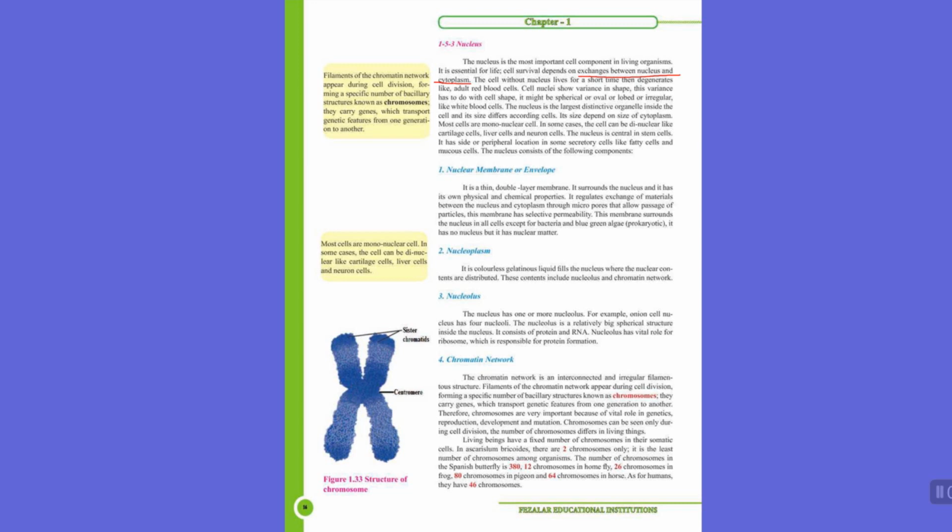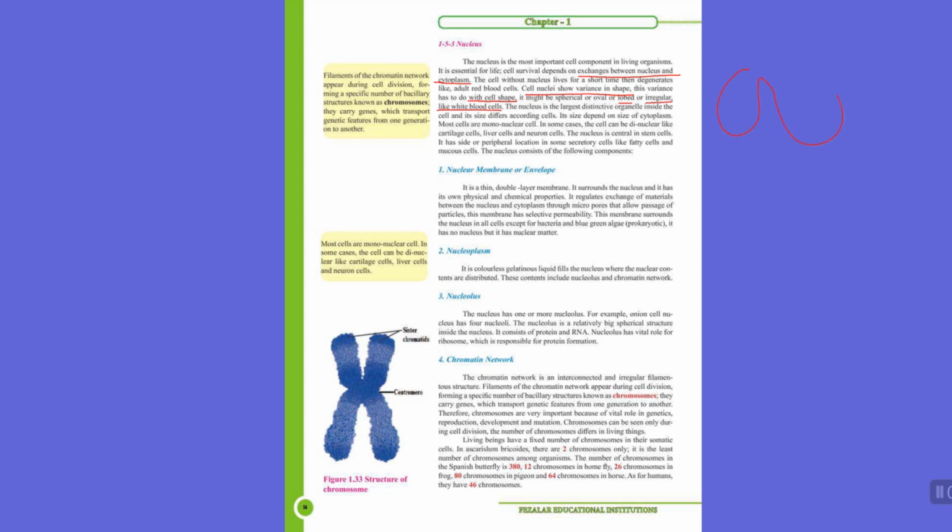A cell without a nucleus lives for a short time, then degenerates, like adult red blood cells. When we compare red blood cells to white blood cells, red blood cells have a shorter lifetime because they lose their nucleus when they become mature. Cell nuclei can be different in shape. This difference depends on cell shape, and we remember cell shape also depends on its function. It might be spherical, oval, lobed, or irregular like in white blood cells.